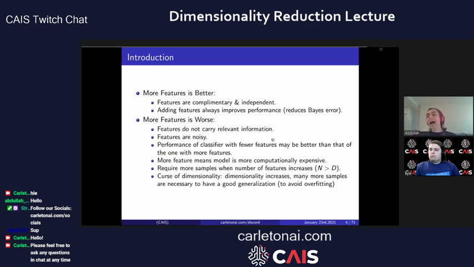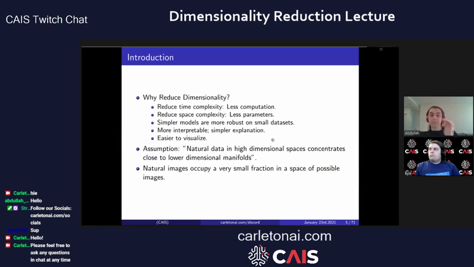And the more features you have, you're going to need a lot more samples, because whenever we do our analysis, we want to have more samples than there are features. So if n is the number of samples and d is the number of features, we would like n to be significantly larger than d. And this is actually called the curse of dimensionality, which is as the dimensionality of the data increases, you're going to need many more samples in order for you to have a good generalization based on your model and to avoid overfitting, right?